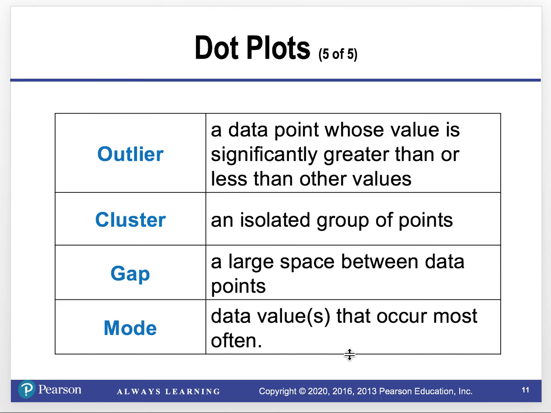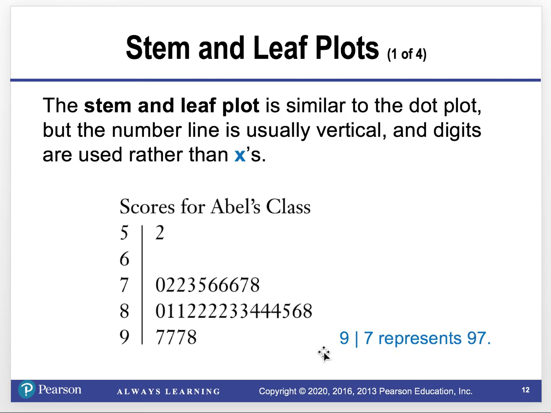Okay, so sometimes if we've already discussed the information, you can pause the video if you want to read this stuff, but we've already gone over that. I'm just going to go on. Okay, then we have stem and leaf plots. A stem and leaf plot's similar to a dot plot, but the number line's usually vertical, and you use the actual digits rather than an X.